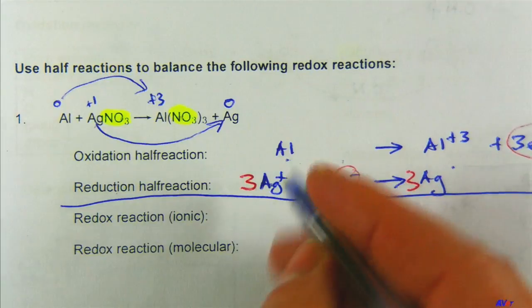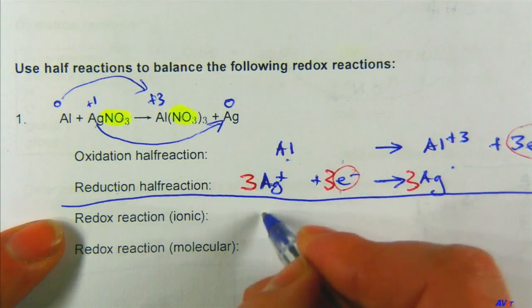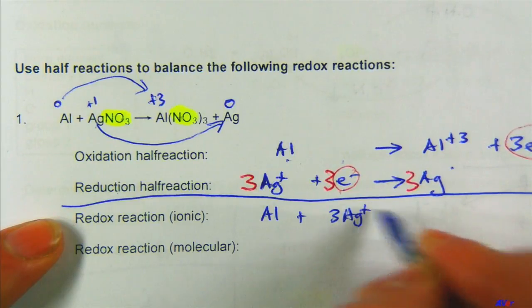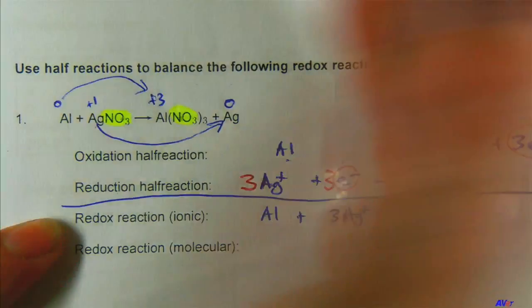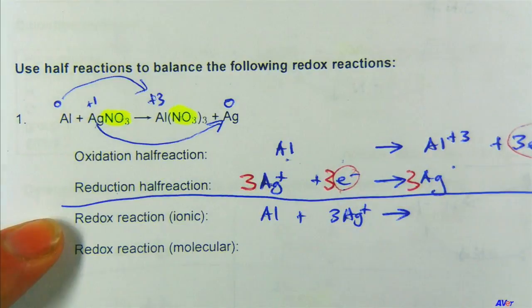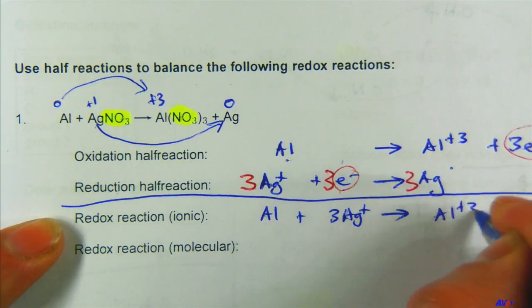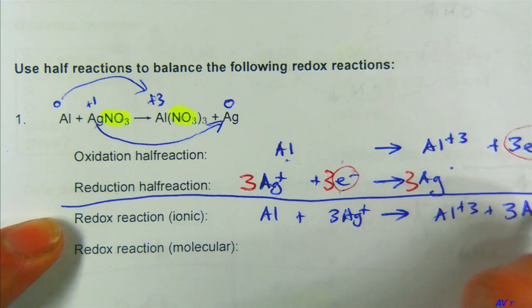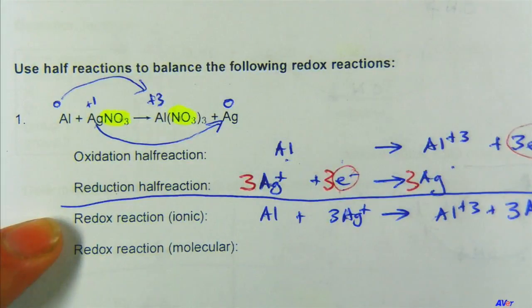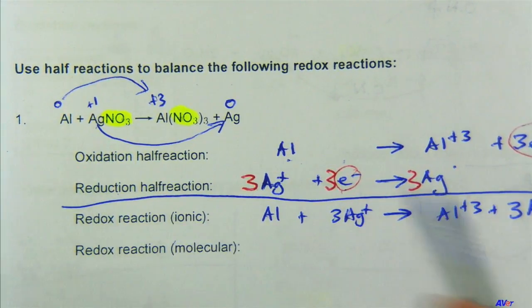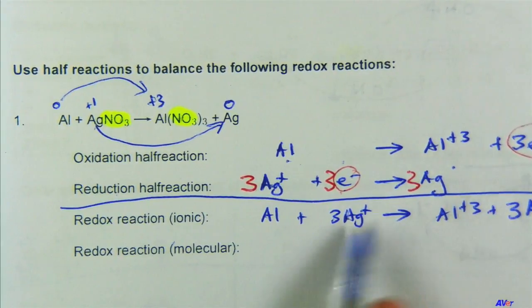And then altogether, if we get the redox reaction, that will be aluminium + 3 Ag+. Everything left of the arrow stays on the left because that's what I put in. And that will give Al3+ and 3 silver atoms, and that stays on the right because it's produced. Now that is ionic because it's got charges, it's got ions.